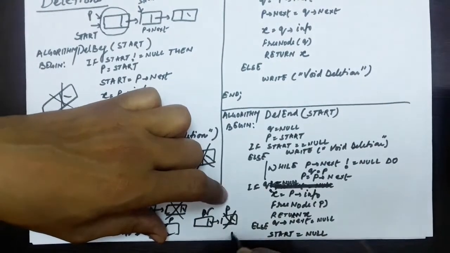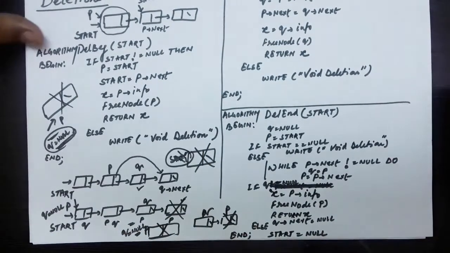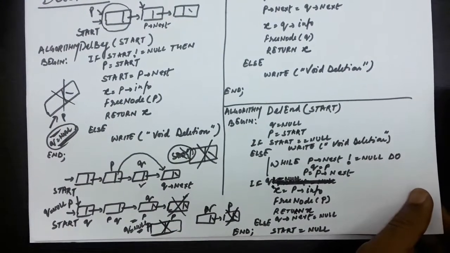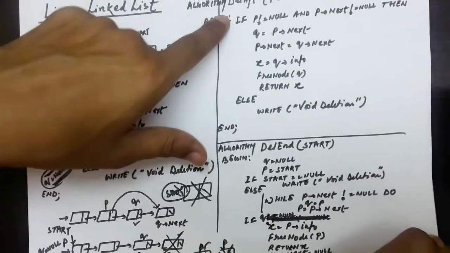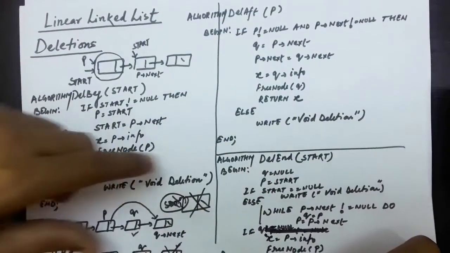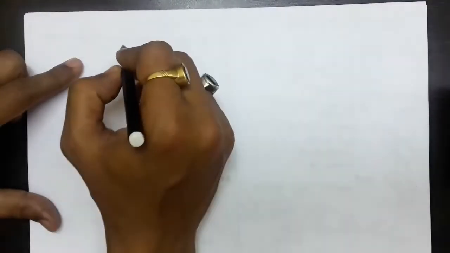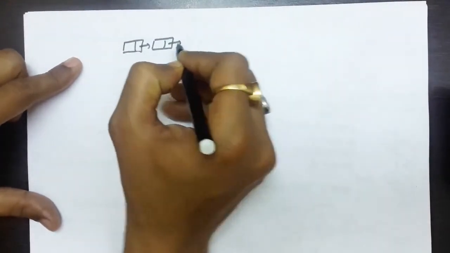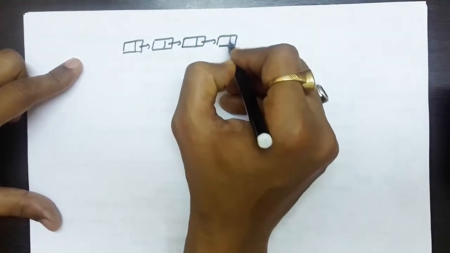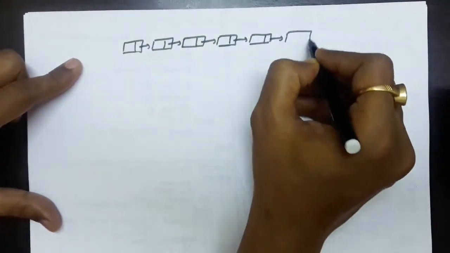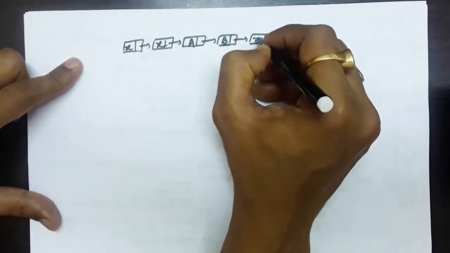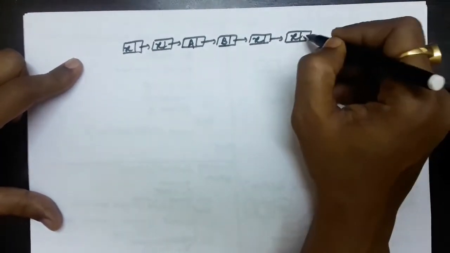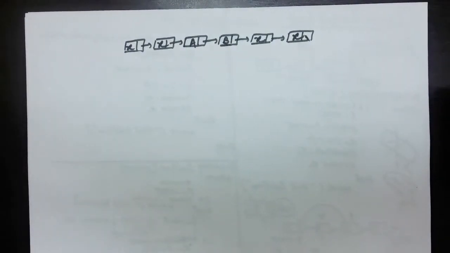Delete end. Fine. Now we already have this information about how to write the delete beginning, the delete after function, and the delete end function. So now let us try to write a special function. Let's say we have a linked list in which there are several nodes which can contain the information x. This node has x information, this node has x information, this has a, this has b, this has x, and let's say this is also x. So we have to delete every node which has information x.